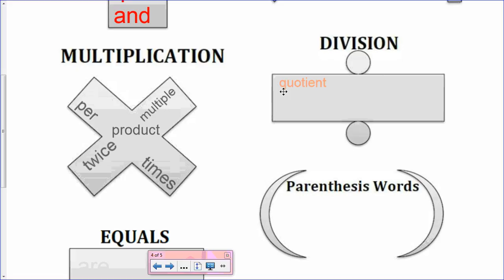Division would be quotient. That's the answer you get. Shared. 16 shared between 4. That means it was divided between 4. Of 16 of 4. Or 4 of 16 or something. Ratio. Divided by. Those are all division words.